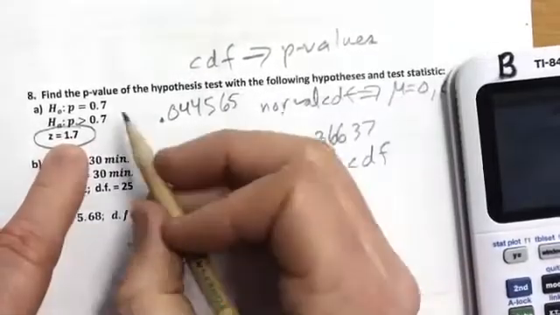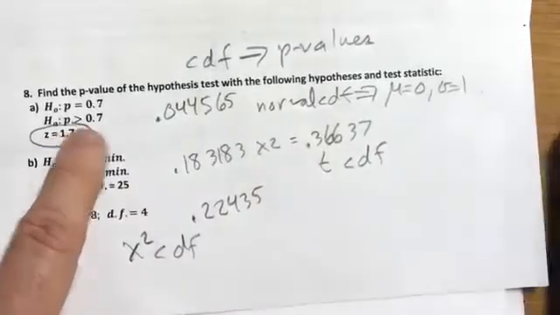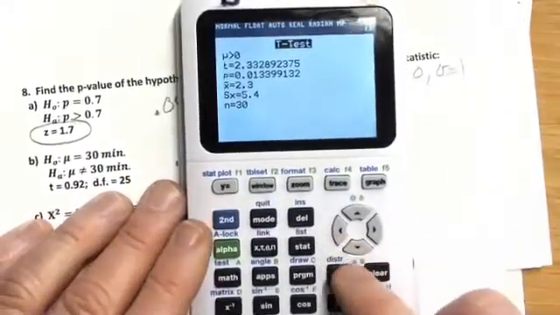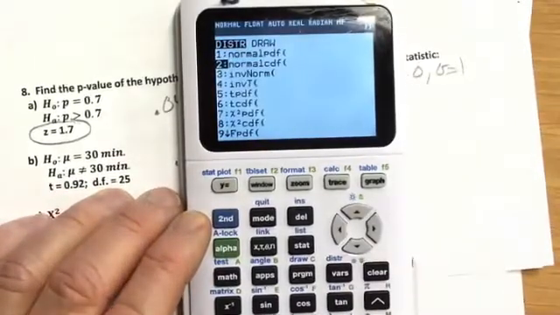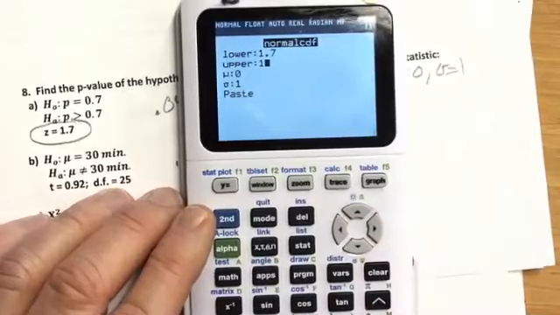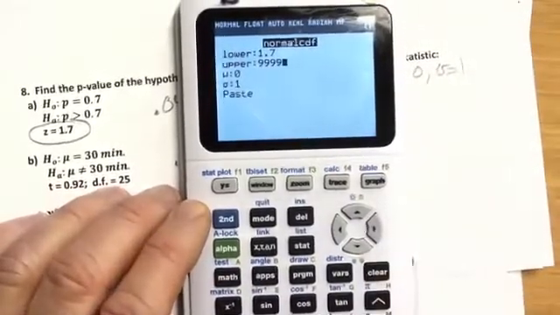All right, so what we've got to do is normal CDF. Now, in this case, the alternative is greater than. So since it's greater than, I'm going to go greater than with my normal CDF. And so here we go. So we'll do normal CDF, which is on the distribution menu, which I get to with second vars, which is distribution, normal CDF. And so I go 1.7 to infinity. Or you could just enter 9 billion. Just go like that. That's right.